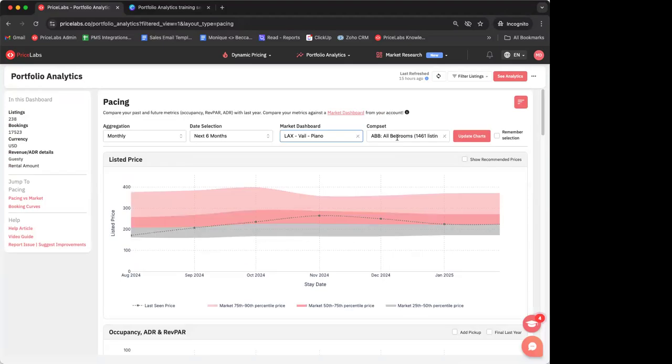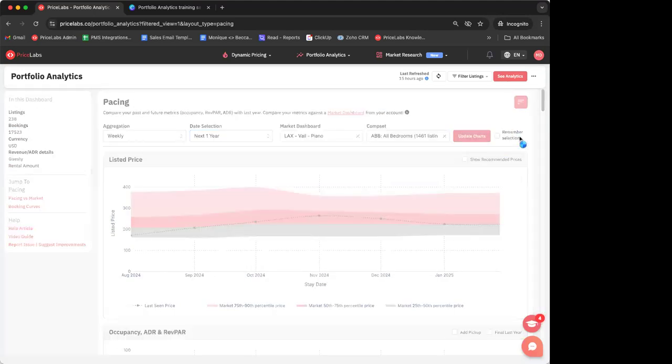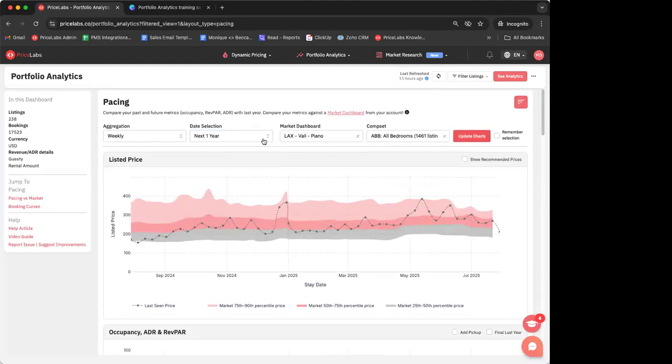And then if you want to look at a specific comp set, you can also add in that custom comp set here. And we'll update all these charts to include that data. Now, by default, we look at the monthly aggregation over the next 6 months. You can change this by clicking aggregating weekly. Over the next year, you just click update charts. Helpful thing right here, if you're using this a lot, you can remember the selection that you've made right here for the next time you come back to portfolio analytics. That way you're not always having to select these in the drop-down menu.